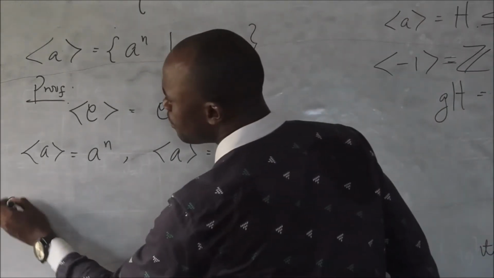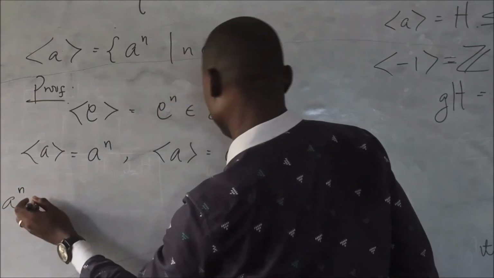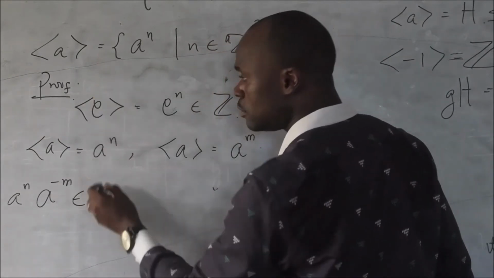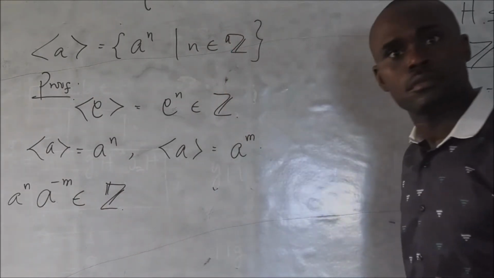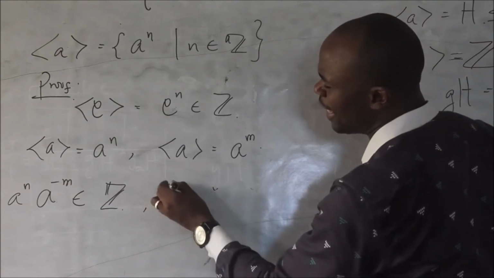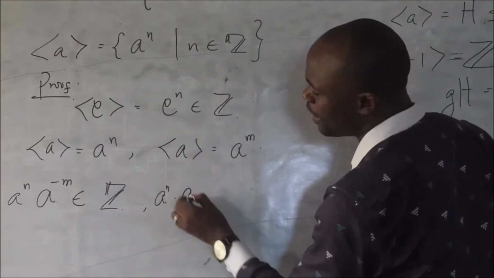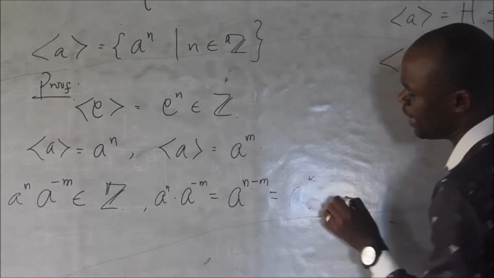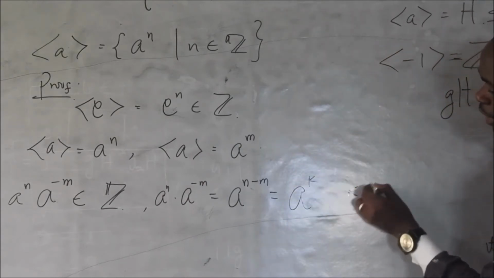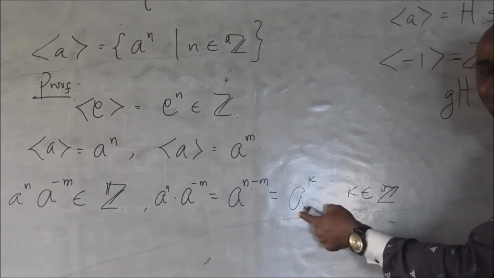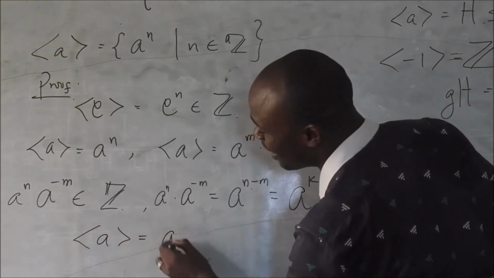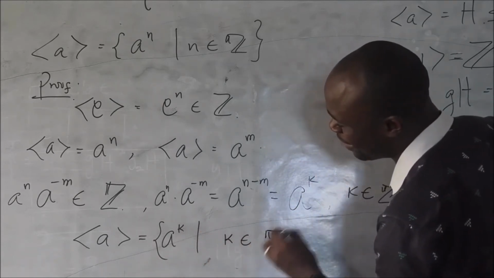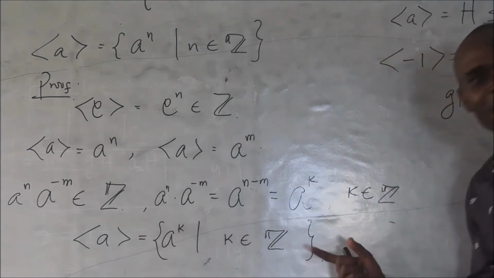Now, is a^n times the inverse of a^m still in Z? Let's see if it's true. You see that a^n times a^(-m) is going to give us a^(n-m), which is a raised to the power k, and you see that k is going to be any integer. So at the end of the day, this becomes another generator, such that k is in Z. How interesting! Very, very interesting.